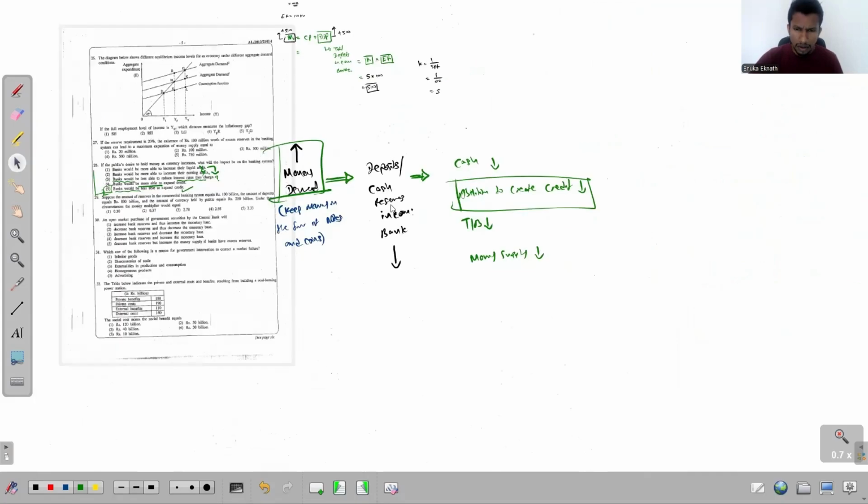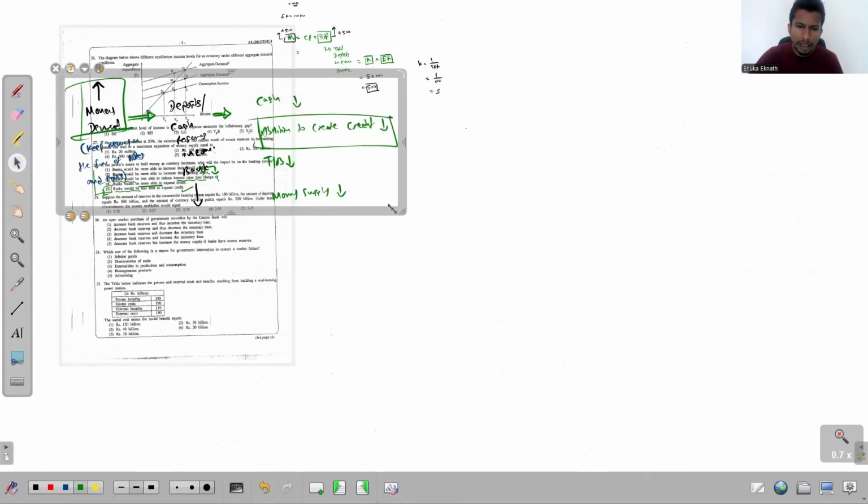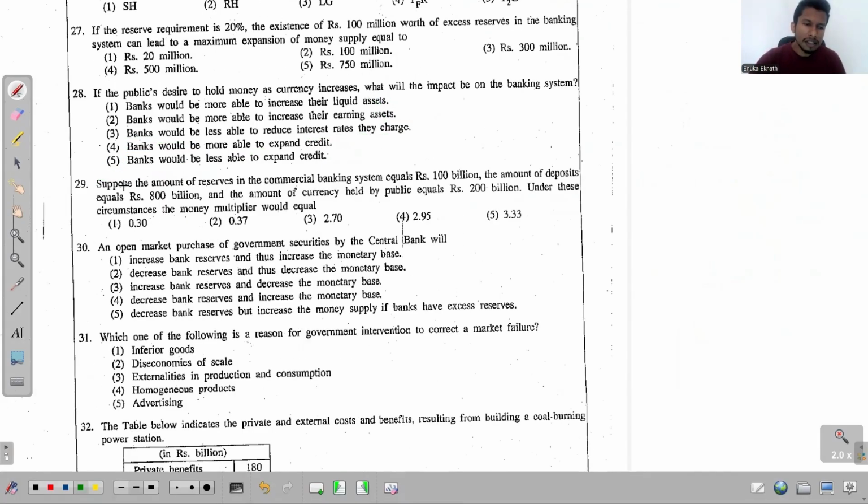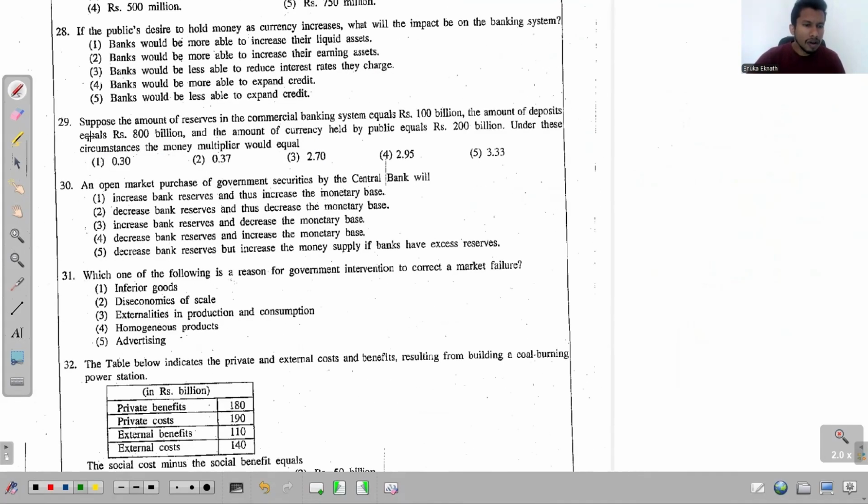Right, now look at this question number 29. It says, suppose the amount of reserves in the commercial banking system equals 100 million. So this is the total reserves. We don't know whether this is excess reserves or statutory reserve, but this is the total amount given for the reserves. So let me write here, reserves 100 billion.